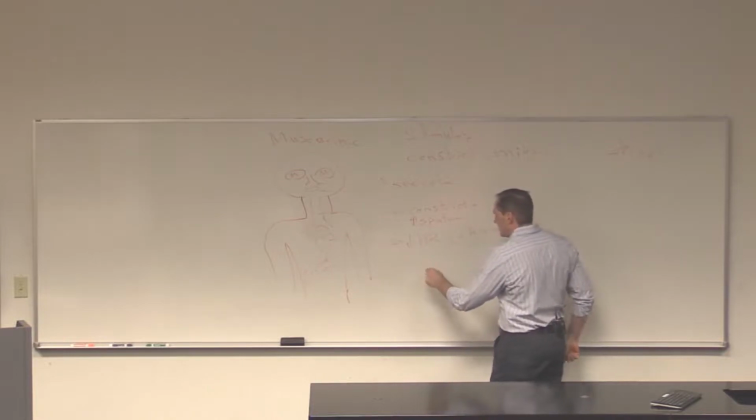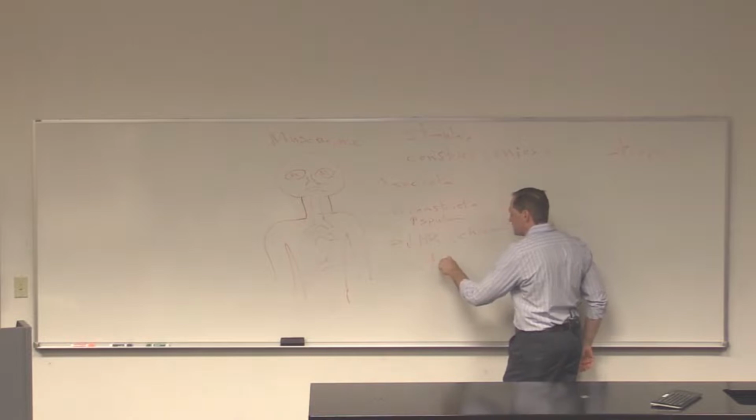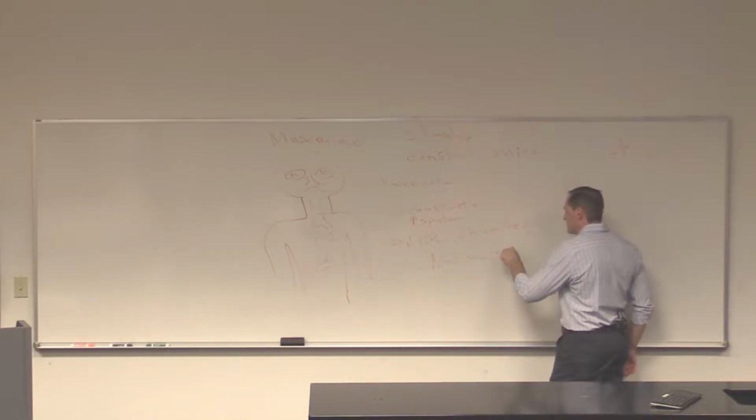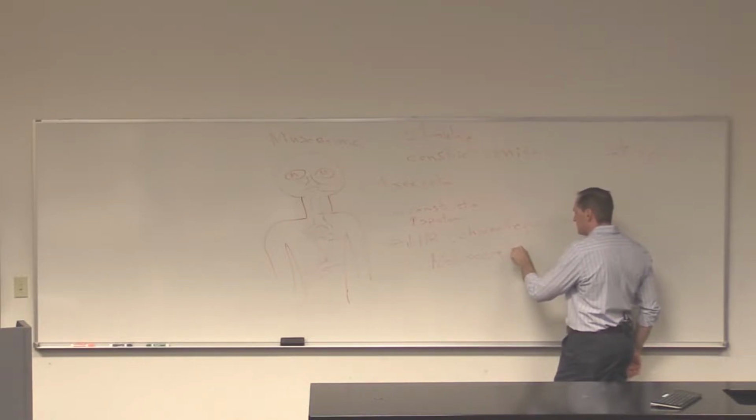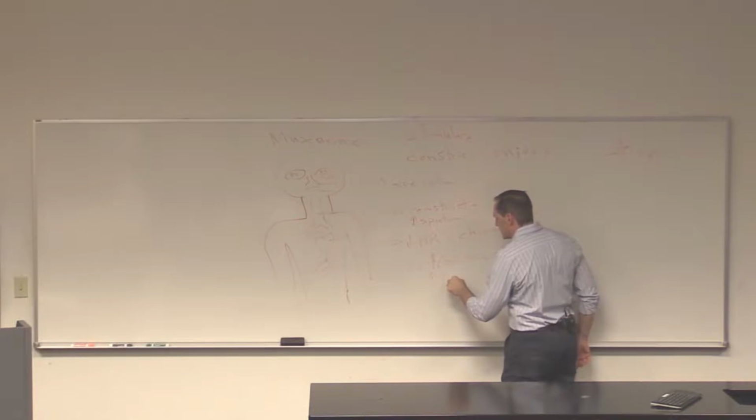All right, then we have your stomach and intestines. And that is going to cause two things. One is increased GI secretions, so gastric juices and other digestive juices. And it's also going to increase peristalsis.